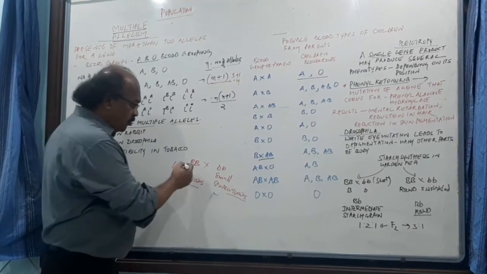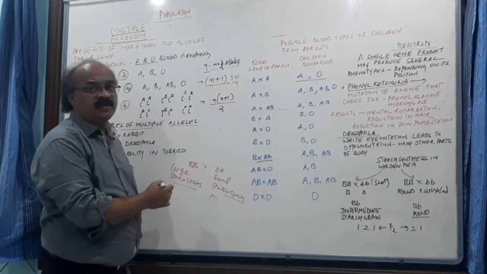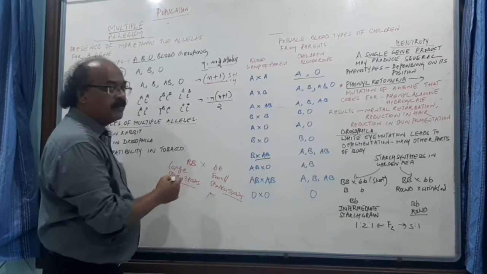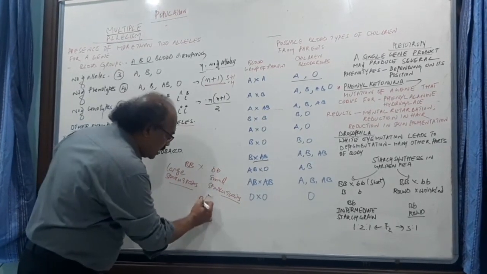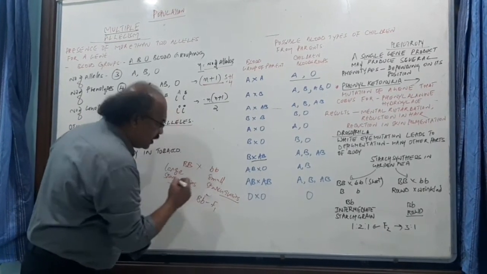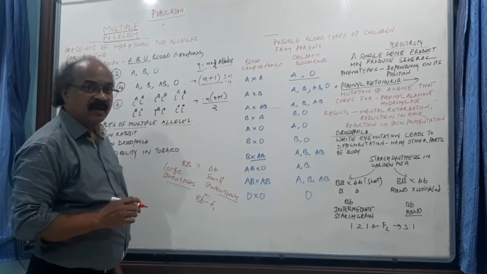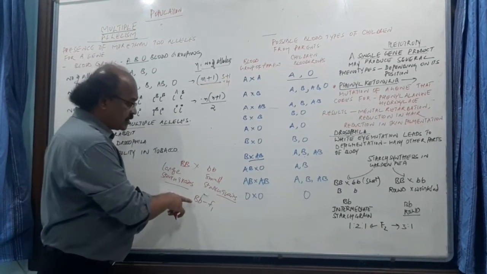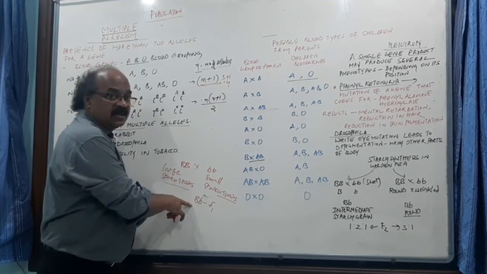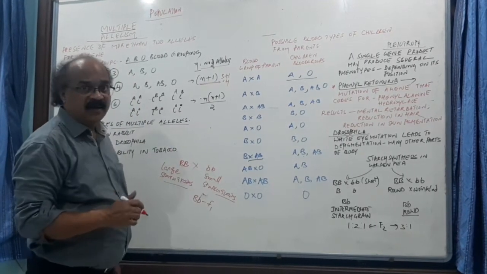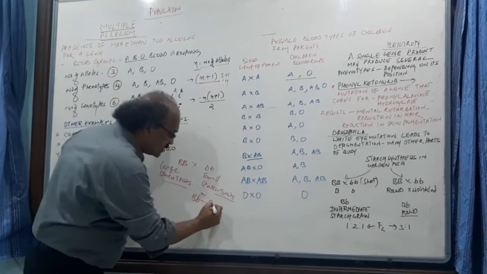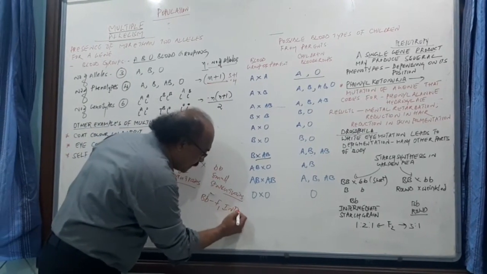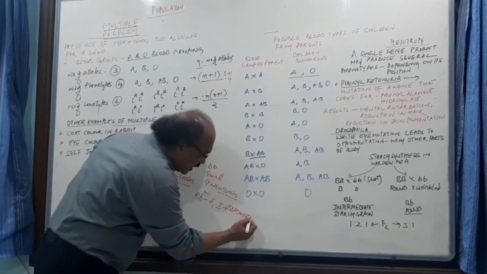And when we are making a cross between these two, capital B, small b, in the F1 you are getting capital B, small b. According to Mendel, there must be large starch grains, but it is not like that here. Here what happened? The size is intermediate.